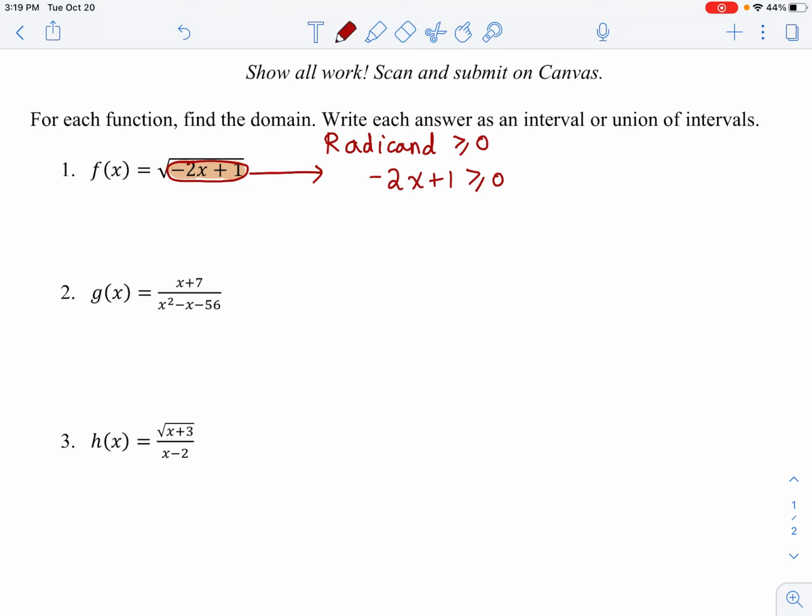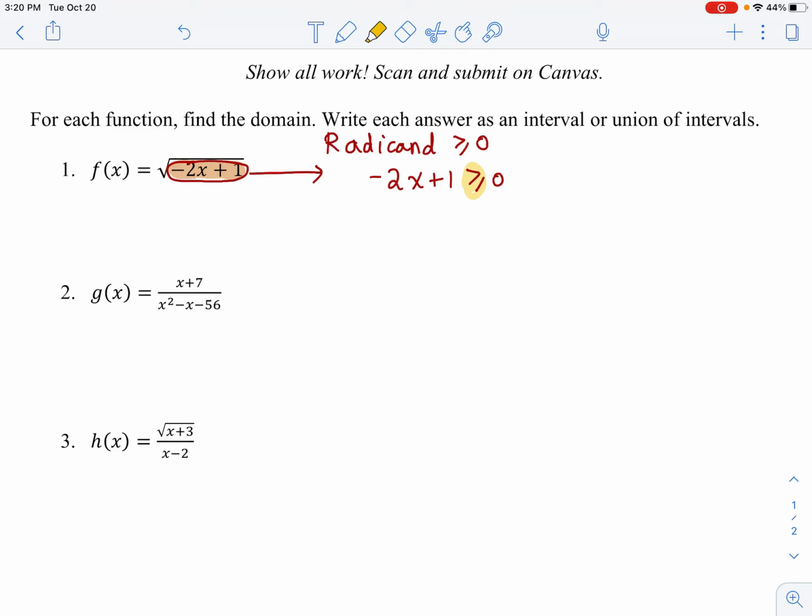Why? Because we can have the square root of 0, right? Square root of 0 is 0. We can have the square root of a positive number. That's okay, but we're just not allowed to have a negative. That's why the symbol needs to be greater than or equal to 0, okay? This will be something that I'll be looking for when I'm grading your assignments and your exams later, okay?